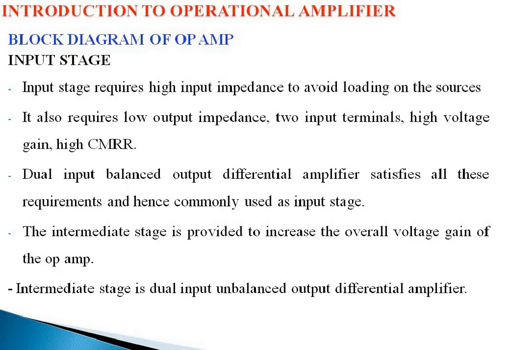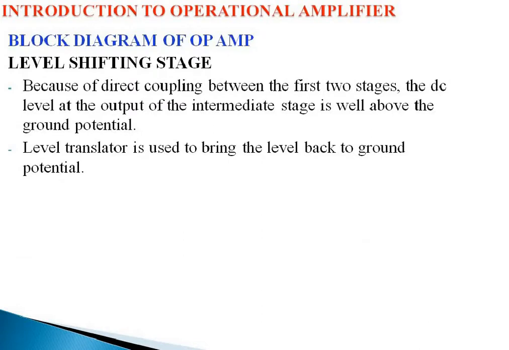And in order to have further gain, we use one more stage. So the intermediate stage is provided to increase the overall voltage gain of op-amp. And there we use dual input unbalanced output differential amplifier, which is having 2 inputs and 1 output. Then comes the level shifting stage.